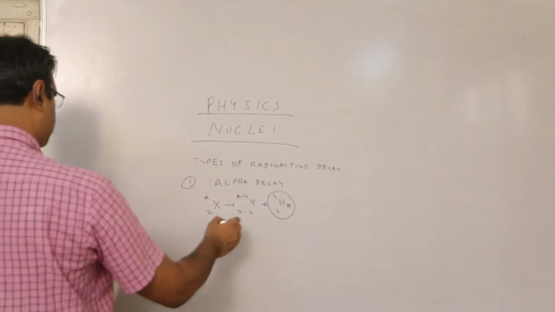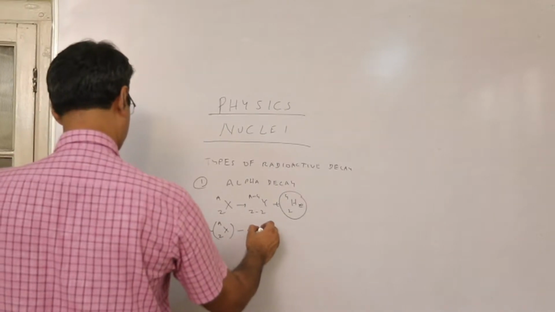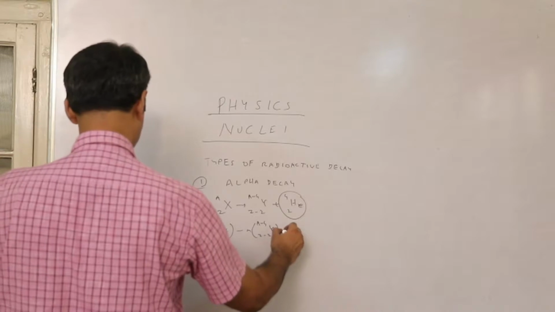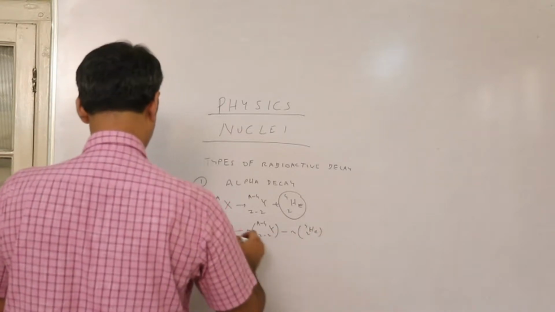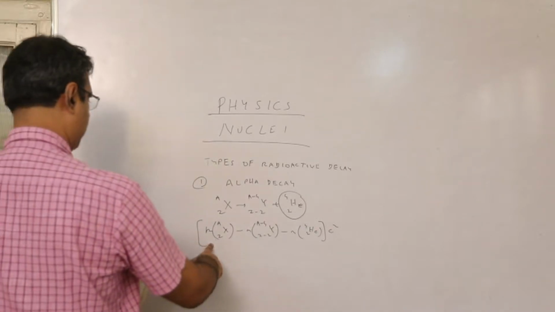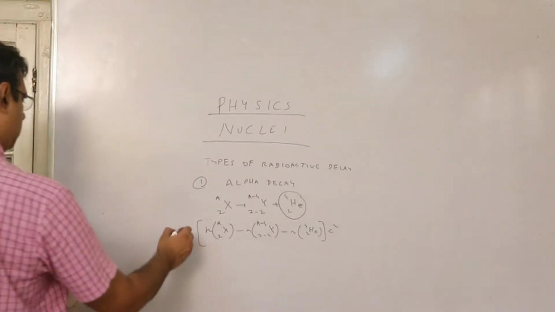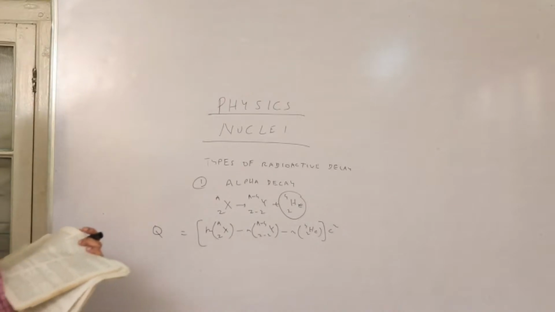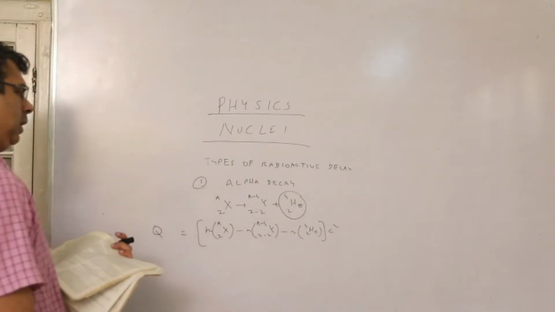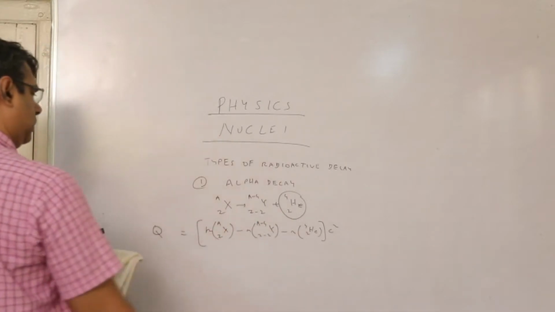As you know, all such reactions are accompanied by a mass defect. So the calculation for mass defect will be like this: the mass of X minus the mass of Y minus the mass of the alpha particle. So in alpha decay, the mass of X is greater than the total mass of Y and the alpha particle, and this mass defect times c square is called the Q value of the reaction. The Q value of a nuclear reaction is basically the energy that is available to the products. In this case, products means the alpha particle, because the alpha particle will be moving with a certain kinetic energy. That kinetic energy will come from the Q value of the reaction.